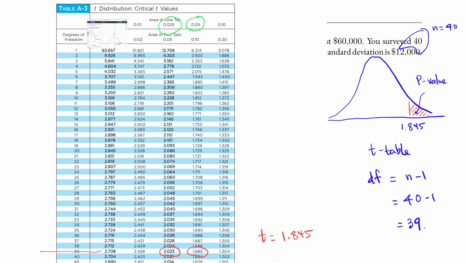For our purpose, this is good enough. The p-value that we found earlier using technology was 0.0363, and that value is the exact p-value for the test statistic t equals 1.845 with the degree of freedom 39, and that value is between 0.025 and 0.05.